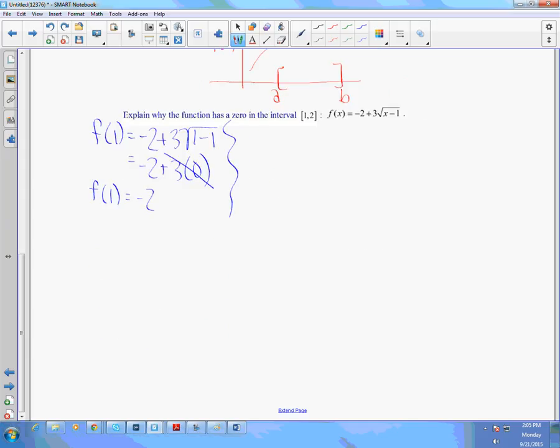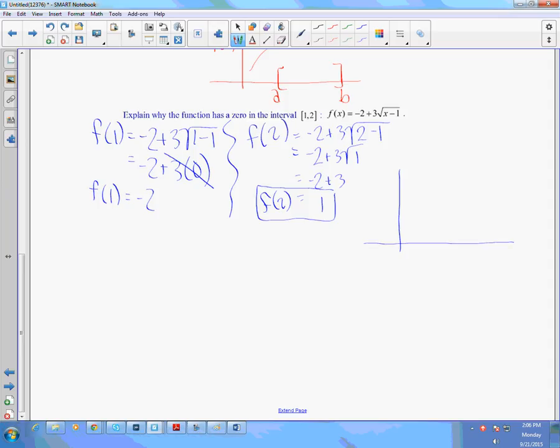Do it again with the other endpoint of our interval, f of 2. If we plug in 2, 2 minus 1, we do the grouping first, which is a square root. You multiply by the square root of 1, which is just 1. So negative 2 plus 3, we get f of 2 equals 1. So the question is, why does the function have to have a 0? f of 1 is way down here at negative 2. f of 2 is way up here at 1.